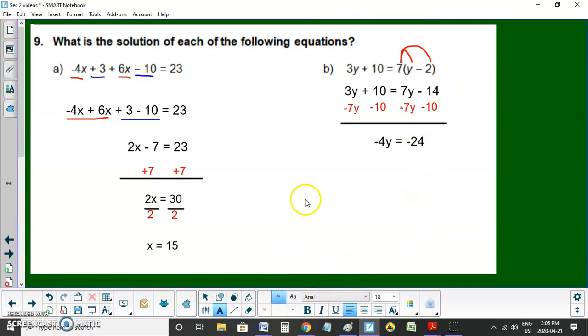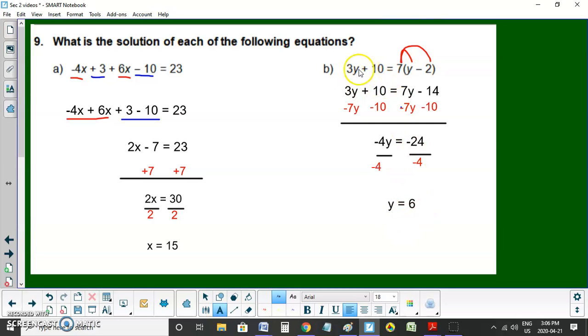And now I ask myself, what do I do to both sides? I can divide by the number next to the y. And what number do I have next to the y? It's a negative 4. So I'll divide both sides by negative 4. Divide this side by negative 4. Divide this side by negative 4. And my final answer is going to be negative 4 divided by negative 4 is just 1y equals 24 divided by 4. Negative divided by negative is positive. It's 6. So y equals 6.